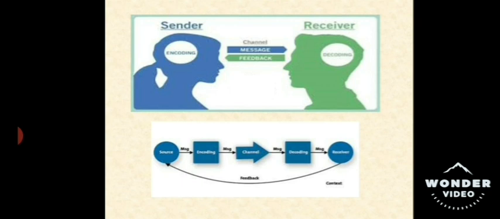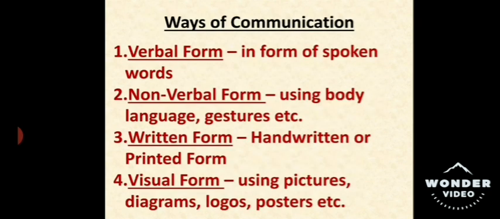Now, as we know the elements of communication, we should now know different ways of communication. These are different ways of communication. The first is verbal form. It means communicating orally. Orally means in the form of spoken words. Like when we talk to each other, as I'm speaking here, I'm speaking in spoken words. This is called the verbal form of communication.